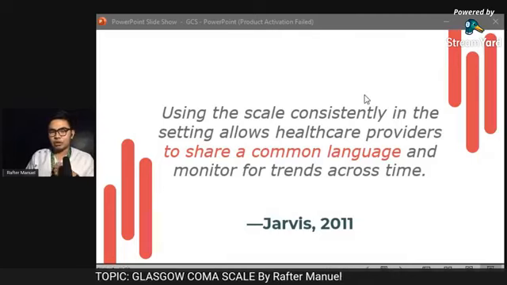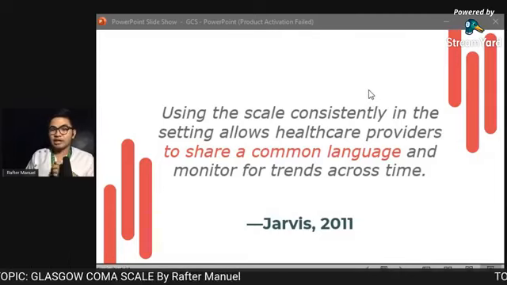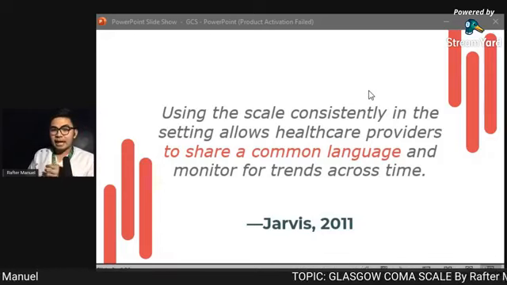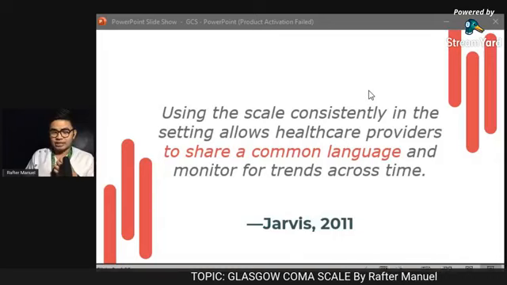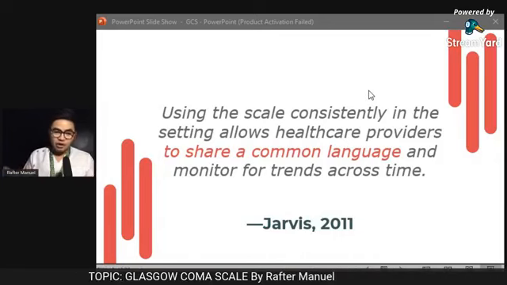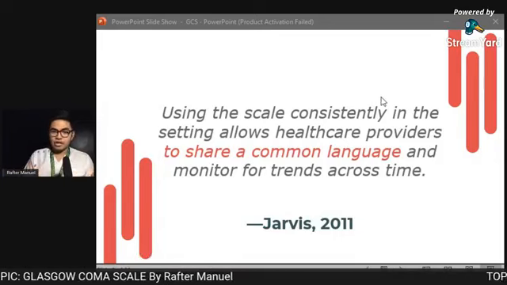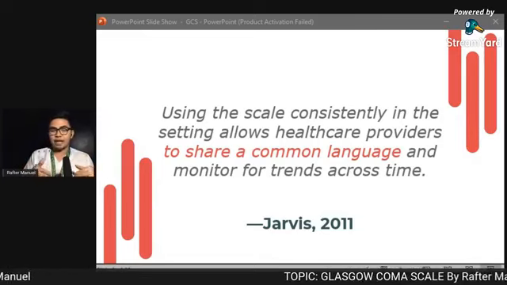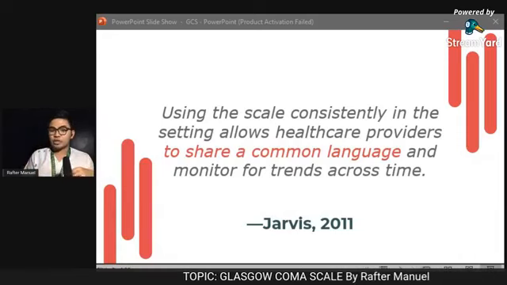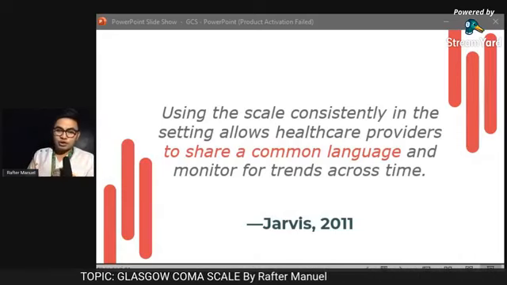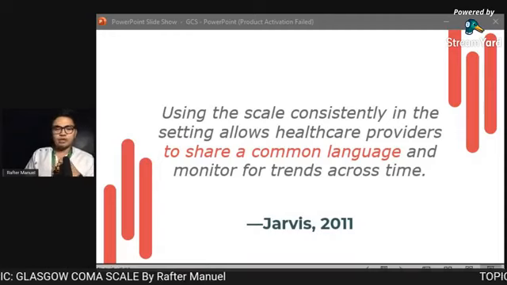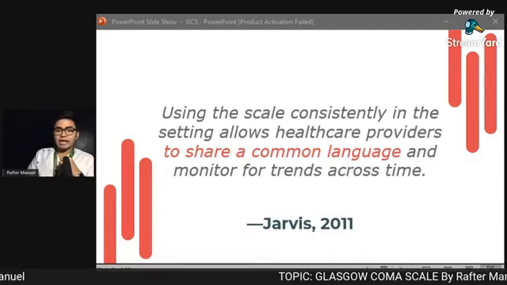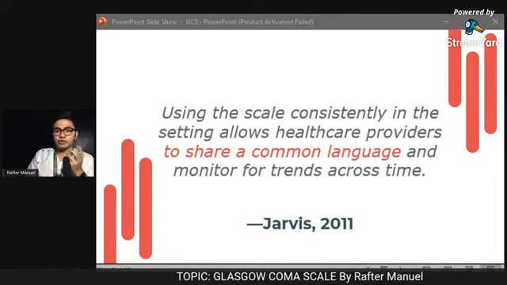Anong ibig sabihin nito? GCS provides a standardized approach to assessing and documenting a person's level of consciousness. So everybody, wherever you are, no matter where you work, what you are doing, everybody could be on the same page and talking the same language to describe the level of consciousness of a certain patient. And so this truly is a profound, groundbreaking scale that the two neurosurgeons came up with.